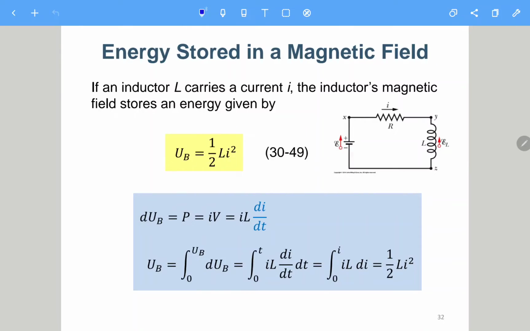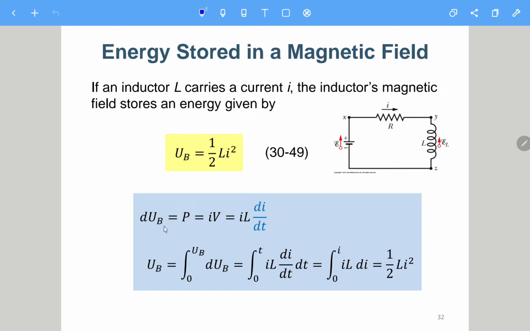Okay. So next, here we talk about the energy stored in the magnetic field. Just like in chapter 25, when we learned the capacitor, we also discussed the energy stored in the electric field, or the energy stored in the capacitor. Here, the energy is stored in the inductor. So if an inductor L carries a current I, the inductor's magnetic field stores an energy given by this value, half of L I squared.